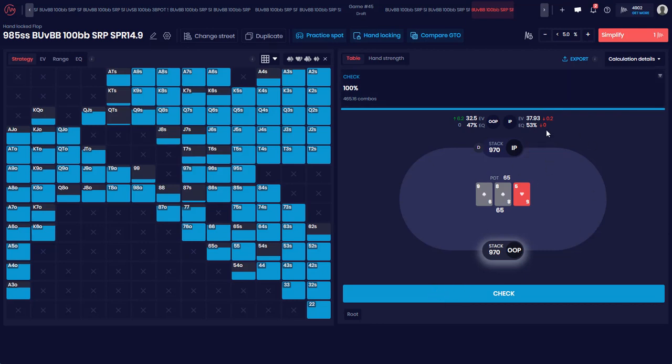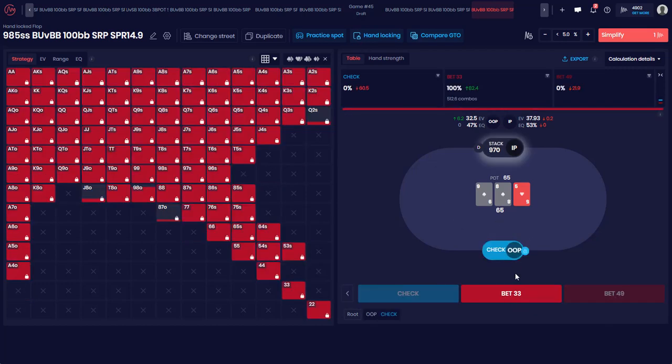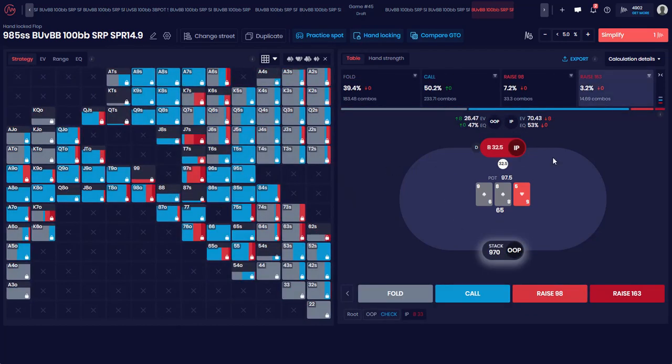We see that the EV loss now is only 0.2. It's very minimal, and we used a very easy strategy. As you see here, we are betting range, and Villain is no longer raising that 30%, but he's raising about 10%. And this is probably more likely to happen.